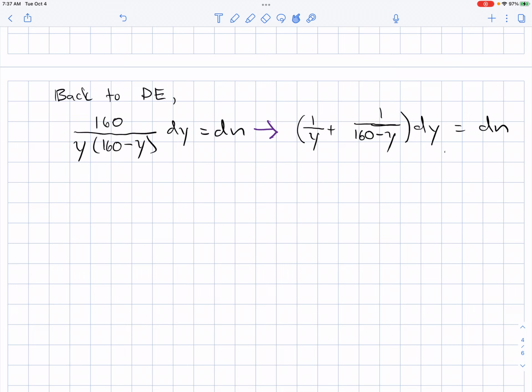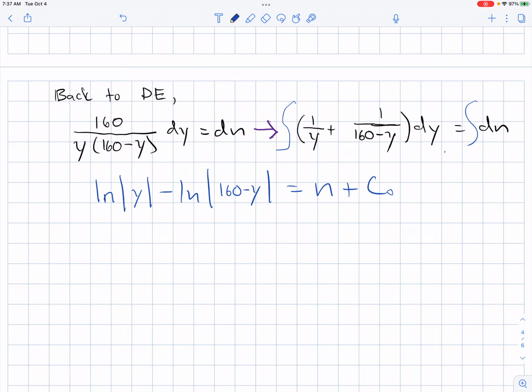So, knowing that our fraction splits up to 1 over y plus 1 over 160 minus y dy being equal to dn, now we can integrate both sides to get the natural log of the absolute value of y minus the natural log of the absolute value of 160 minus y being equal to n plus, and I'm going to write c sub 0 as just some constant.